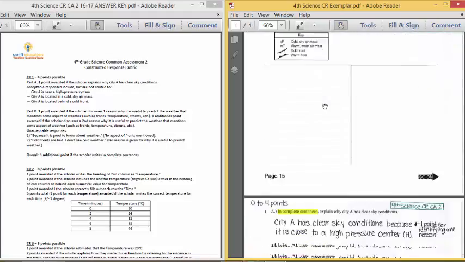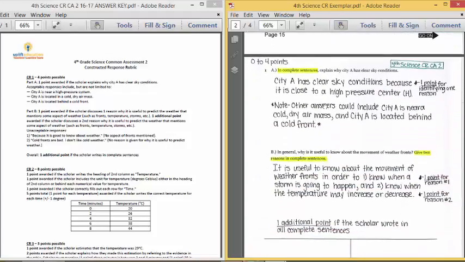There's a few different reasons for why City A has clear sky conditions. They can answer that it is because it's next to a high pressure system, that it's near a cold dry air mass, that it's located behind a cold front. Either way, they get 1 point for identifying one reason.